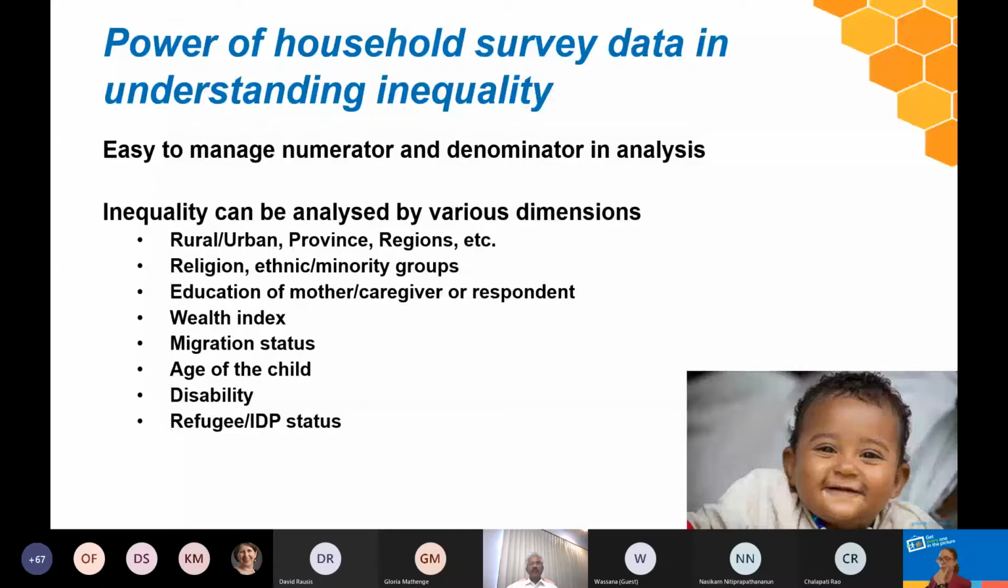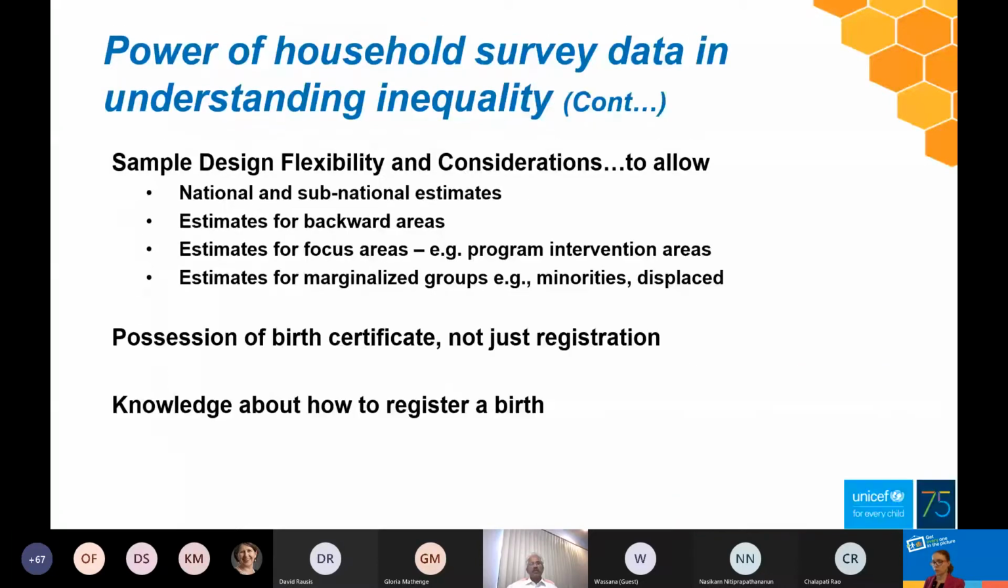If you have some specific interest, you have to include that so that we can measure inequality as well. Continuing with that, if you know there are certain things you want to do, then you have to use the advantage of the sample design flexibility that we have in household surveys. You can oversample some areas, include subnational things, and include backward areas with a little bit more sample, even though the population may be small.